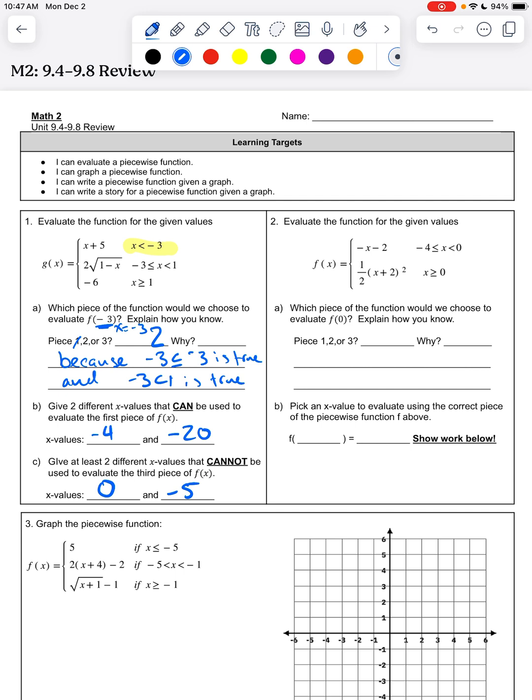Now, if we want to evaluate f of 0 in number 2, we have to look and see where x is equal to 0. Is it equal to 0 in piece 1? No. Is it equal to 0 here in piece 2? It sure is. So we're going to put it in piece 2. There is no piece 3, so we don't have to worry about that. So why does it go in that one? Because x equals 0 is part of the domain of piece 2.